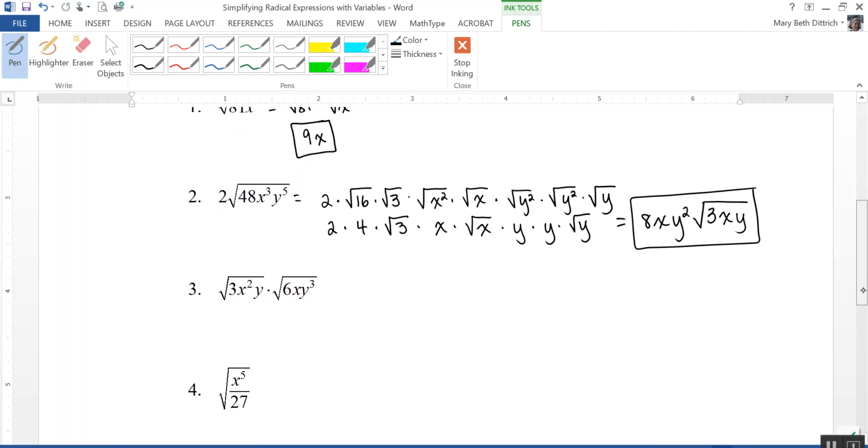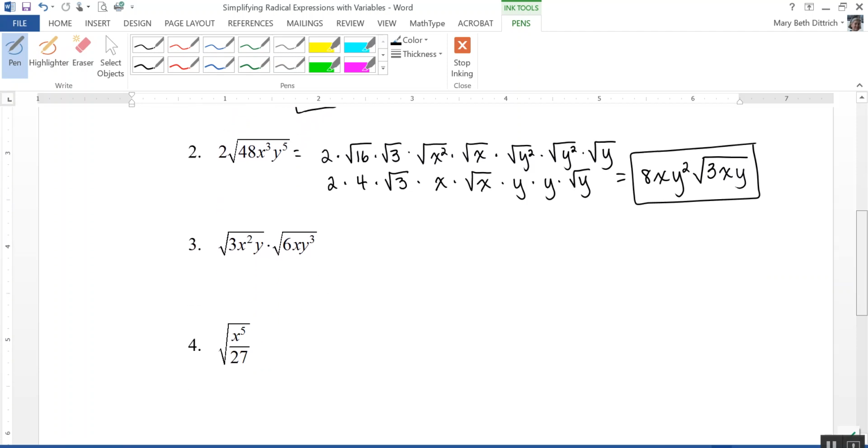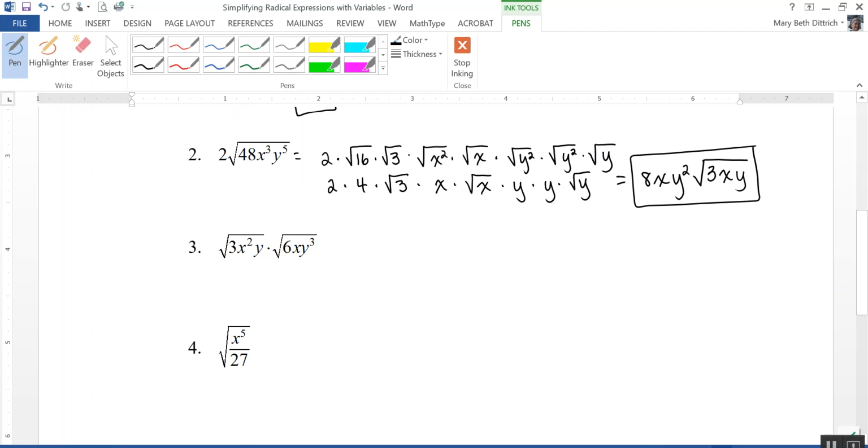Next example is the square root of 3x squared y times the square root of 6xy cubed. Probably the easiest way to do this is just to multiply everything underneath. So that gives me 18, x to the 3rd, y to the 4th, adding my exponents. Now let's simplify that as we did up above.